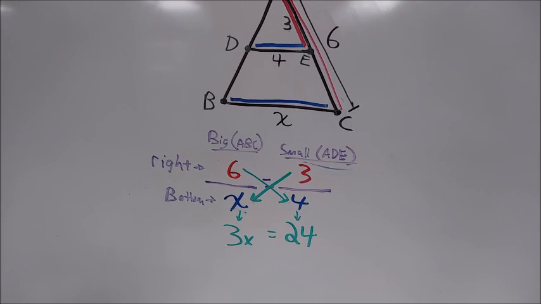Now we'll use good old cross multiplication. 3 times x equals 3x. 6 times 4 equals 24. If we divide both sides by 3, we can see that x equals 8. This means that the unknown length of side BC is 8.